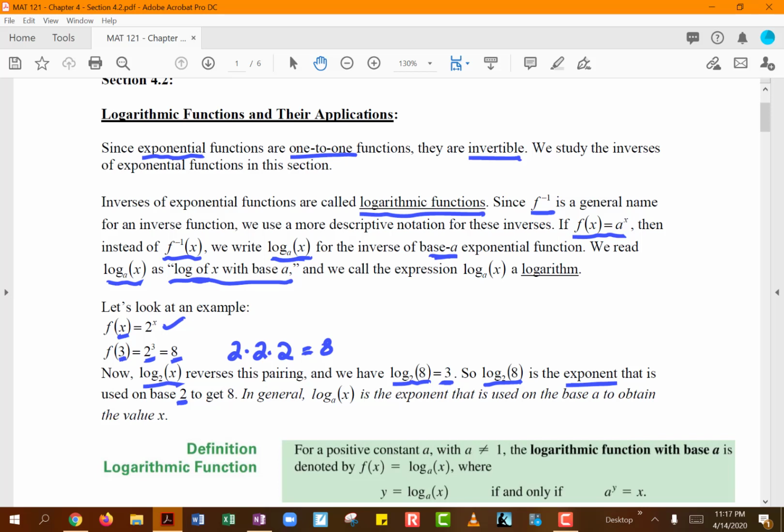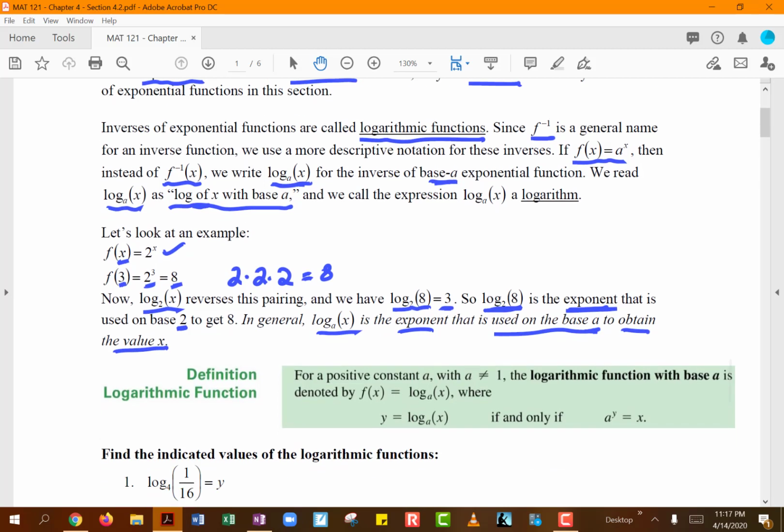So basically the idea is a log function is always going to give you the exponent that you need to get to this answer of 8. So basically you're asking 2 raised to what exponent gives us 8, and that's going to be the answer for your logarithmic function. So we're basically saying in general log of x with base a is the exponent that is used on the base a to obtain the value of x.